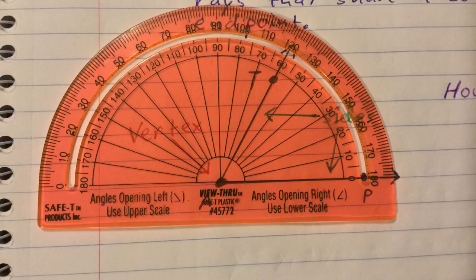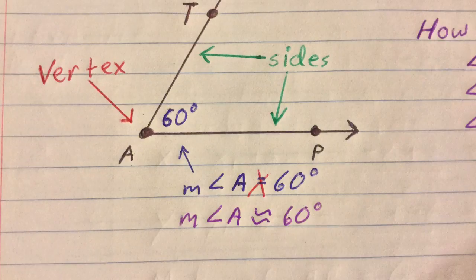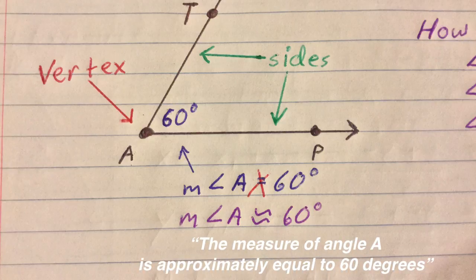My angle ended up being just about exactly 60 degrees. So even though I'm tempted to say that the measure of angle A equals 60, I know that because of human error, I'm not going to say that it is exactly equal to 60. I'll say instead that it is approximately equal to 60 degrees.